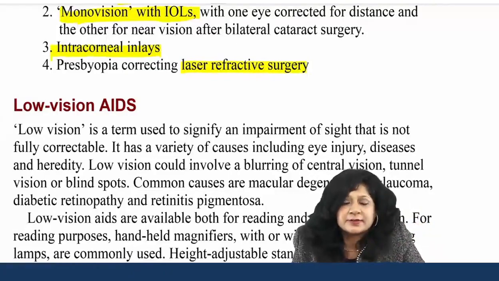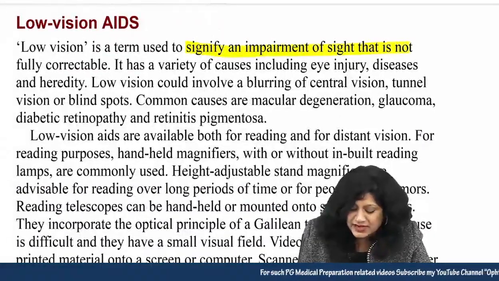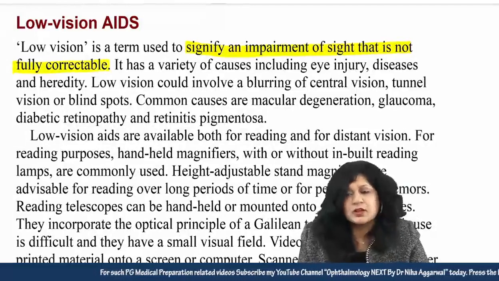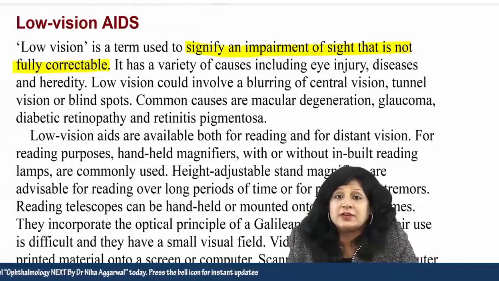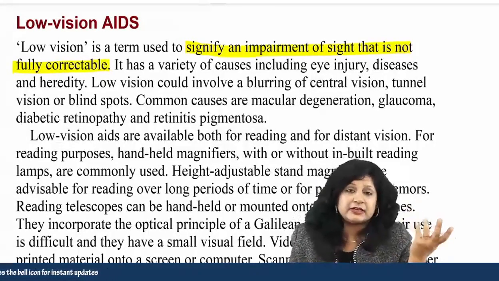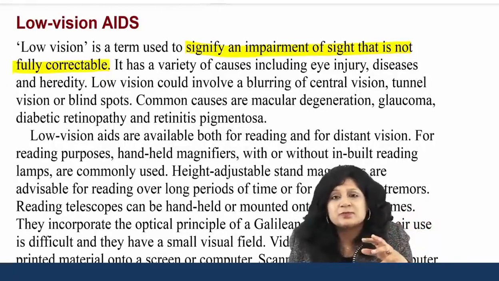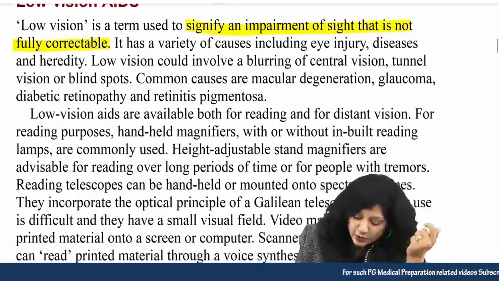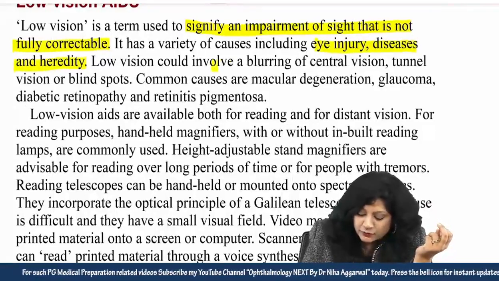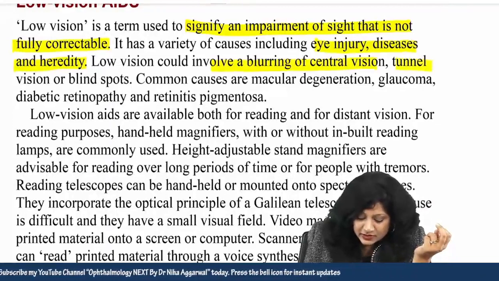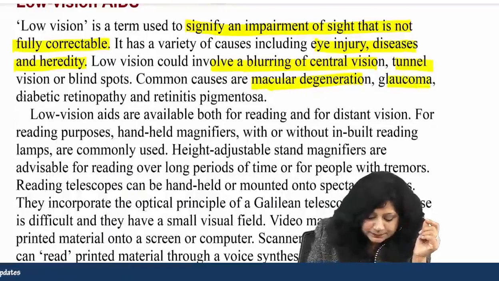Finally, we come to the low vision aids. Low vision is a term to signify an impairment of the sight that is not fully correctable. So if the person is having something which is affecting the vision and it's really not totally correctable, then that is a low vision aid, because it is helping the person in improving the vision but not fully correcting it. It has a variety of causes, like eye injury, diseases and heredity. Low vision could involve a blurring of central vision, or tunnel vision, like this can occur in cases of macular degeneration, glaucoma, diabetic retinopathy and retinitis pigmentosa.